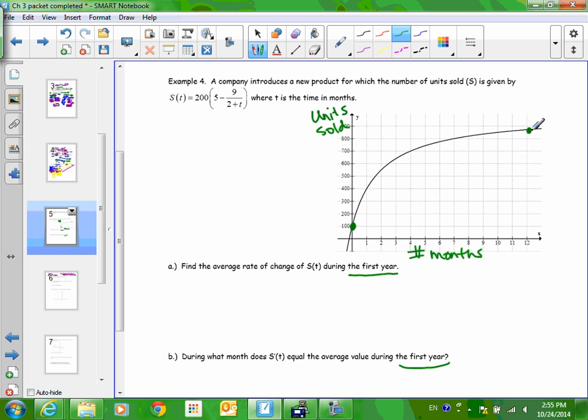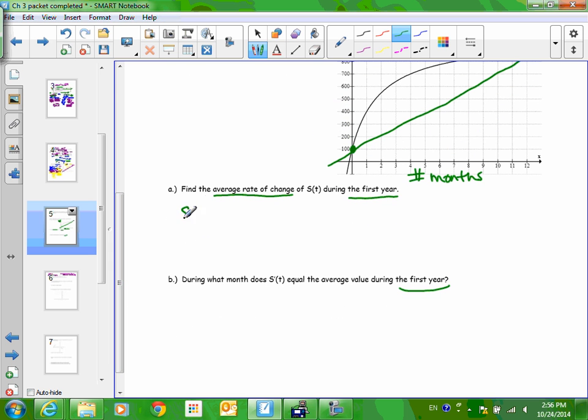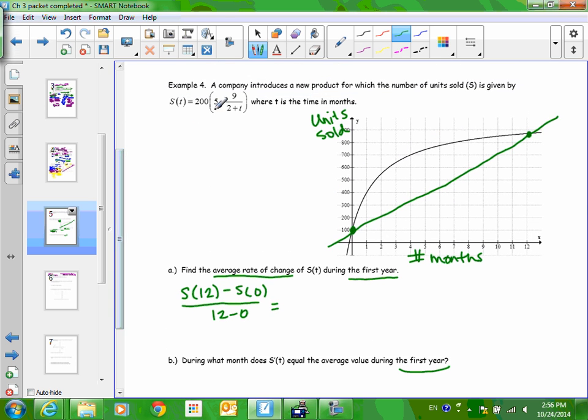Now again, your paper is gridded a little bit better than this, but we're going to have to do a little bit of work here to figure out that y value. We'll get to that in a minute. So find the average rate of change. Average rate of change is saying, what is this slope? So in order to find a slope between 2 points, you need 2 y values and 2 x values. In other words, what we're going to do is S of 12 minus S of 0 over 12 minus 0. Now, which of the things on this is going to be the hardest one to find? S of 12.